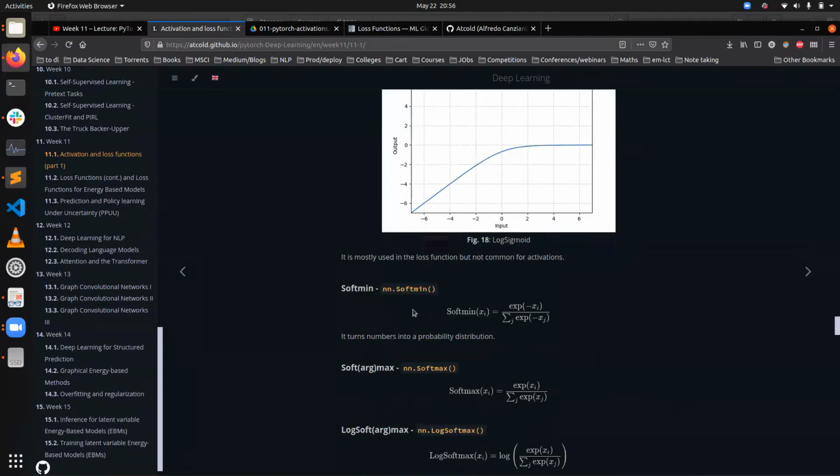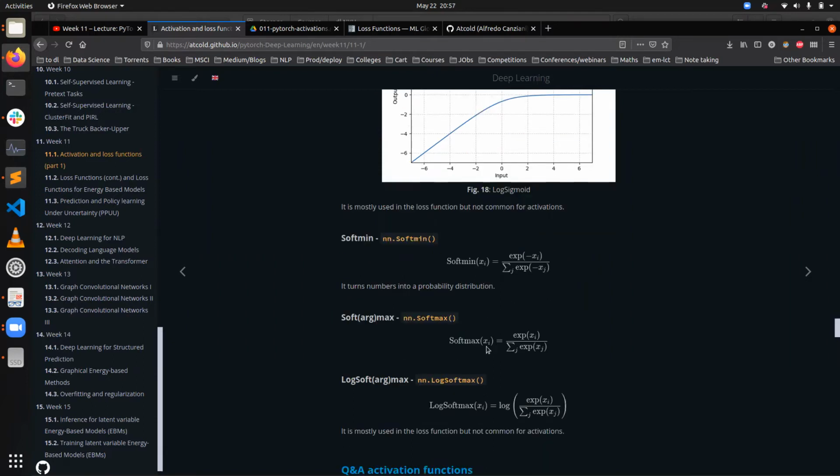Then there's soft min. This is the same as softmax, but with a negative in front of x. What he says in the lecture is, if your x's are energies, or if you consider them as some kind of penalty, then you have this. Usually the x is a score for your class. If it's an energy or a penalty, then you can use soft min. You just add a negative in front of the x.